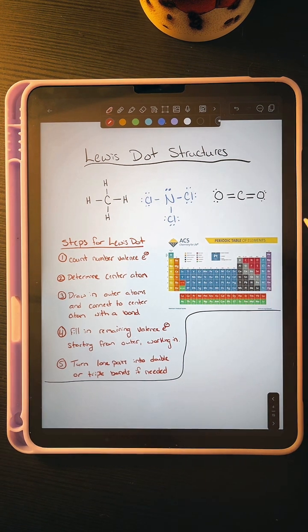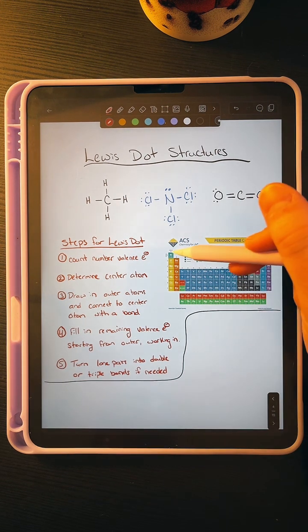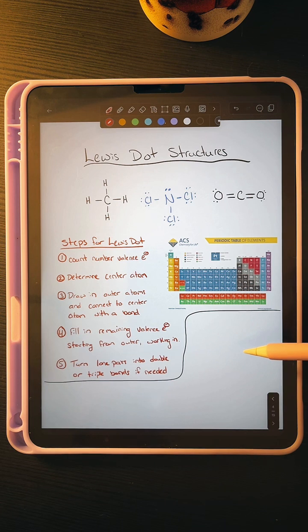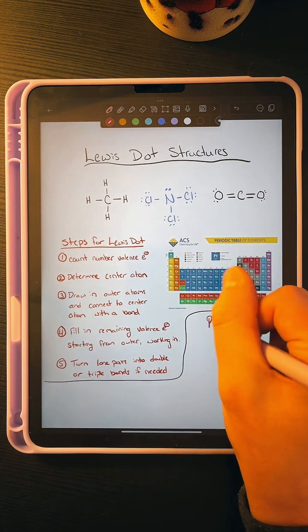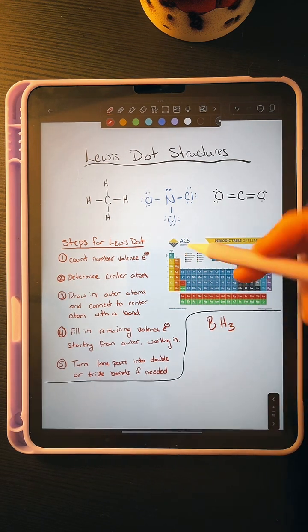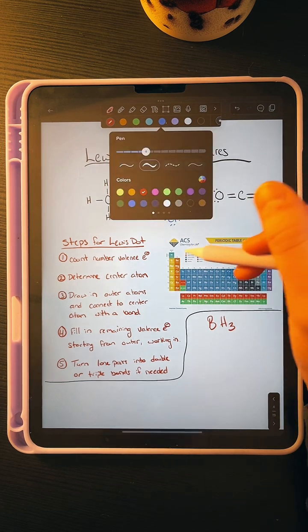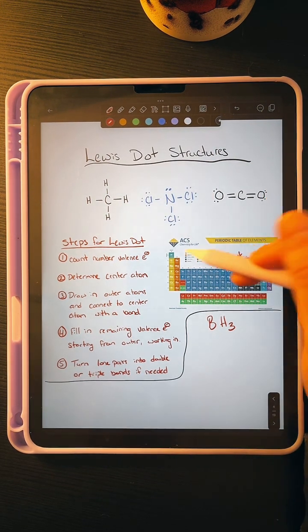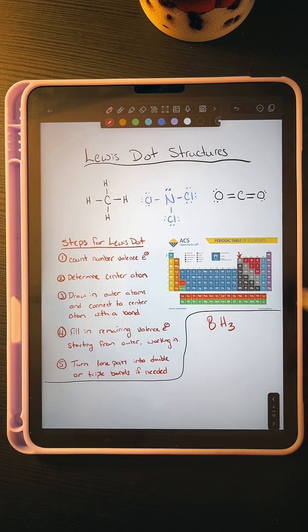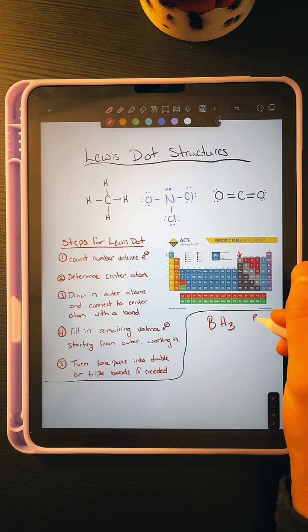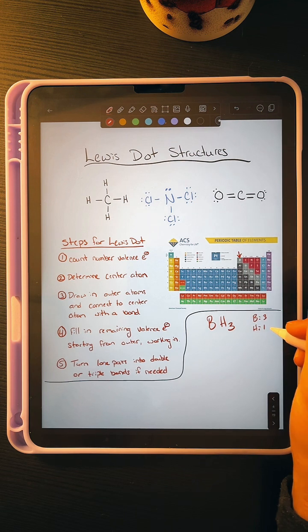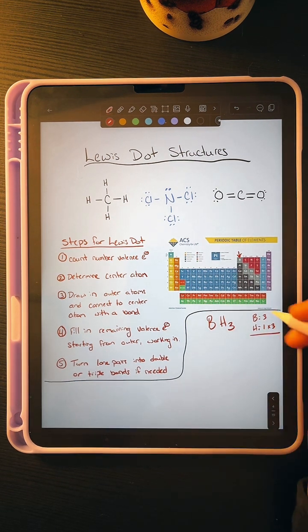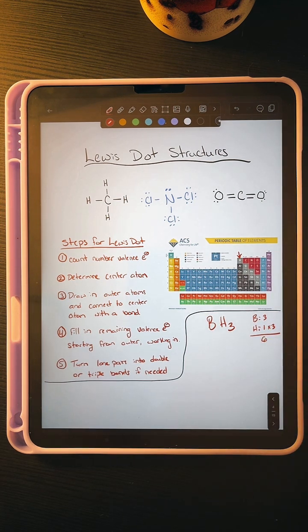And then the third exception is, there's very few, but sometimes an atom won't fill a doublet and it won't fill an octet and it won't expand the octet. I don't even know if there is a name for it, but let's take BH3 for instance. First step is to count the number of valence electrons. We have boron, which is right here. That is in group 3, so it's going to bring 3 valence electrons, and each hydrogen is going to bring 1, but we have 3 of them. So we have 3 plus 3 giving us 6 valence electrons.